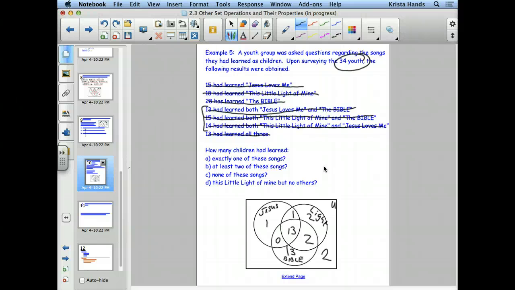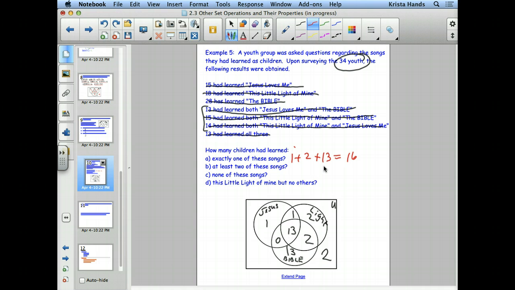So A says, how many learned exactly one of these songs? If I'm looking for exactly one of these songs, what numbers in this diagram am I looking at? Or what location? What location of the diagram am I looking at? The big regions. The big regions of each circle is a really good way of describing it. So it's these outer regions where the 1 here is, the 2 here is, and the 13 here is. Those are people who learned exactly 1 of those songs. This is 1 plus 2 plus 13 for a total of 16. So 16 had learned exactly 1.